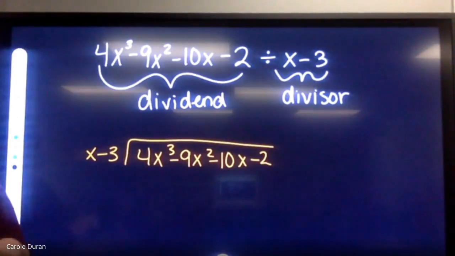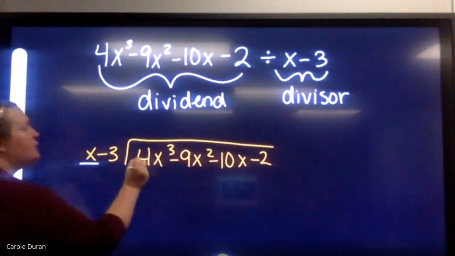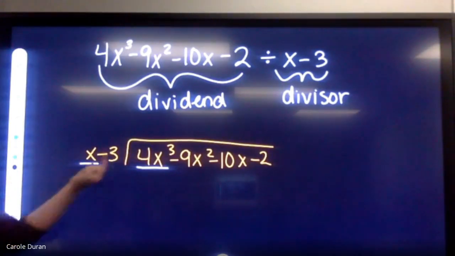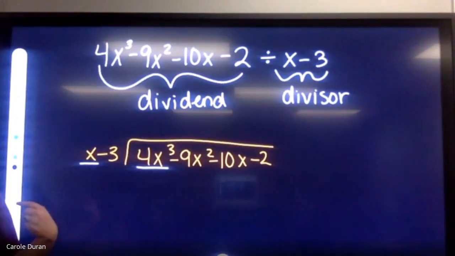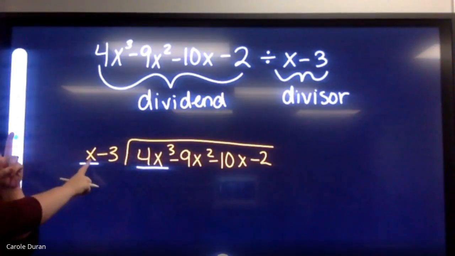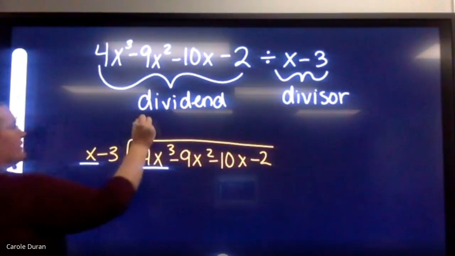What we ask ourselves is, how do I get from the first term in my divisor to the first term in my dividend? Doesn't x go into x? What do I need to multiply by x to get to 4x cubed? A 4. And then how many x's do I need? There's 3 here, and I already have 1. That's 2. So I need to multiply by 4x squared to get to 4x cubed.